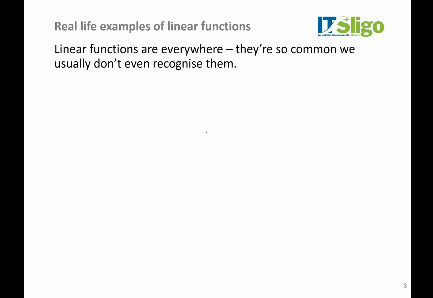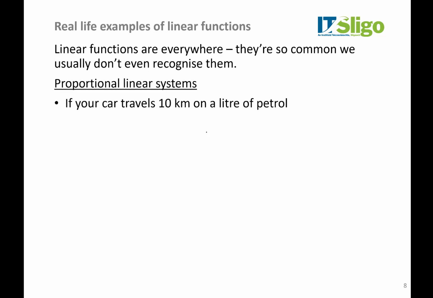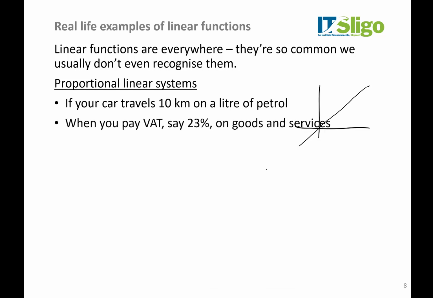Just a few examples. Those ones are very simple ones. If your car travels 10 kilometers on a litre of petrol, then it's going to travel 20 kilometers on 2 litres of petrol, 30 kilometers on 3 litres of petrol, etc. If you have no petrol, then your car will travel 0 distance. And again, we'll be passing through that 0, 0 point.